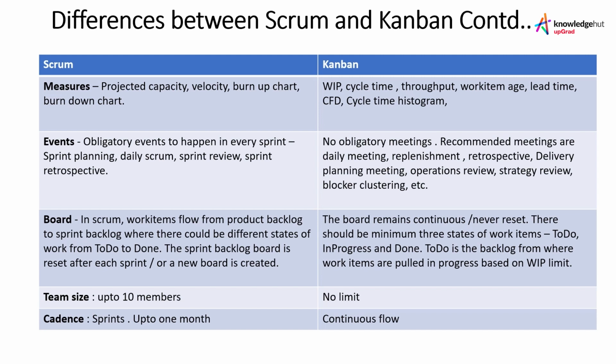And lastly, the difference in terms of the cadence. So as I mentioned, the heart of Scrum is sprints, and these sprints could be up to 1 month long. So you must have seen 2 weeks of a sprint, 3 weeks of a sprint, like that. So there is a fixed cadence in Scrum in form of sprints. And in Kanban, there is no such sprints concept. It is a continuous flow. Okay. So these are the main differences between Scrum and Kanban. I hope that it could bring some clarity.